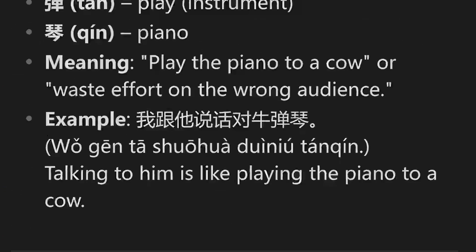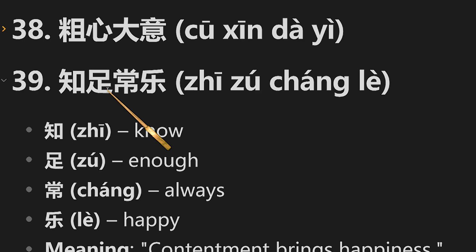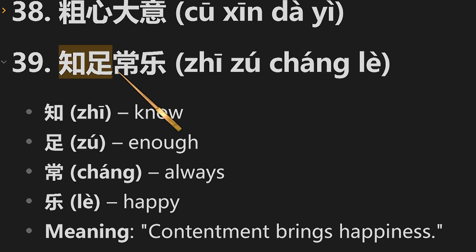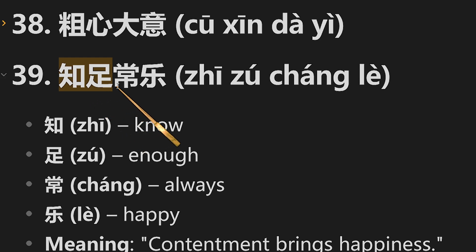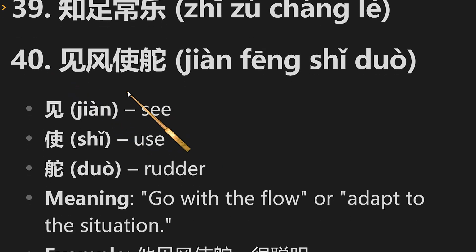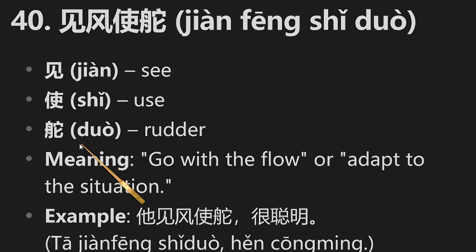Let's check what it is. Last time we learned 知足常乐, contentment brings happiness. So when you know what is sufficient, you can feel happiness. 知足常乐. Today we learn a new one. 见风使舵. What does it mean? 见 is to see, 风 is wind, 使 is to use, and 舵 is rudder. What is a rudder?